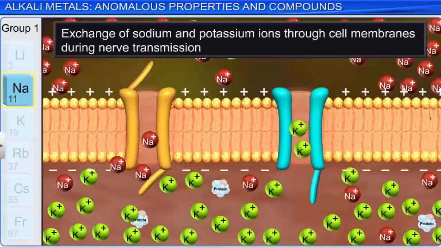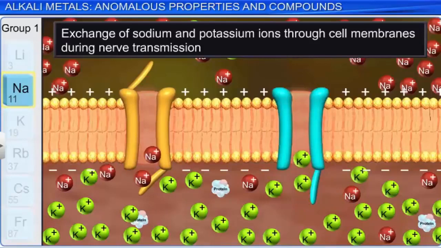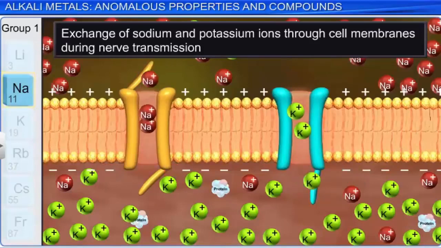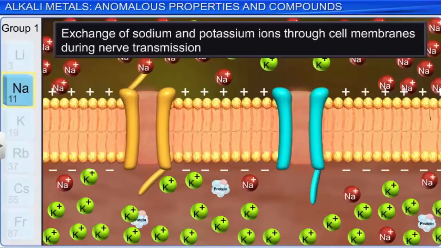The movement of sodium and potassium ions through the channels causes the polarity of the membrane to change momentarily. As this moves down the neuron, the nerve signal travels through the body.